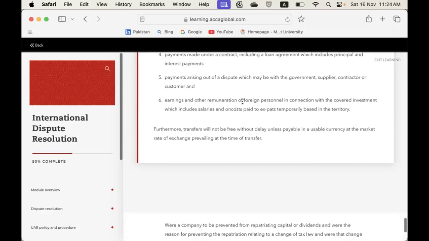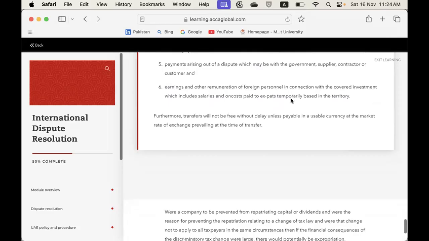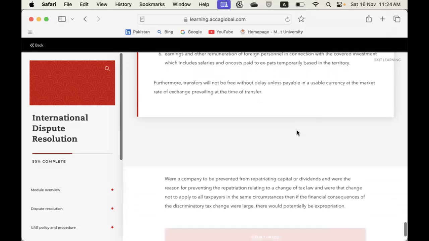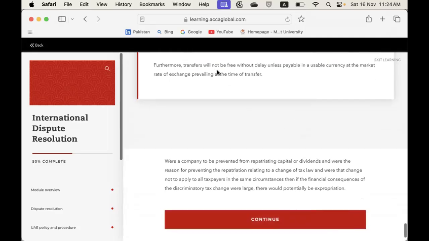Earnings and other remuneration of foreign personnel in connection with the covered investment. So that's where the personnel related payment comes in. That should also be allowed, which includes salaries and on costs paid to the expats temporarily based in the territory. Furthermore, transfers will not be free without delay unless payable in a usable currency at the market rate of exchange prevailing at the date of the transfer.